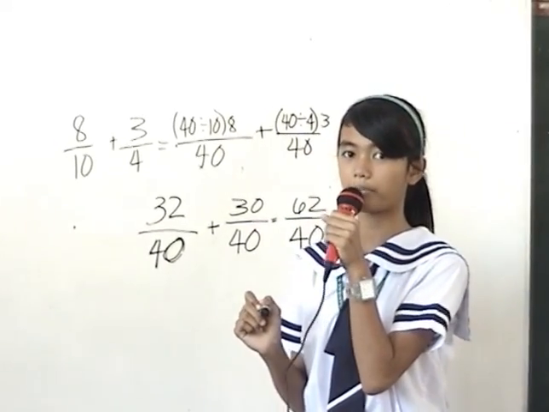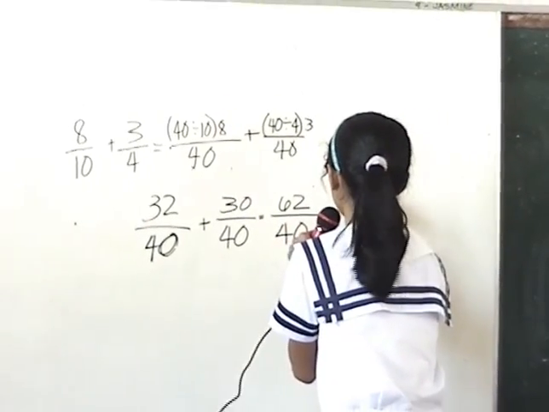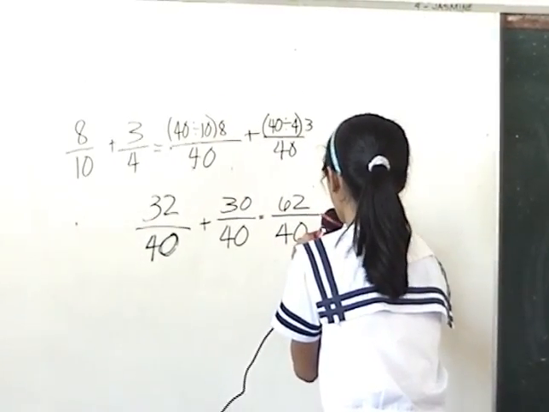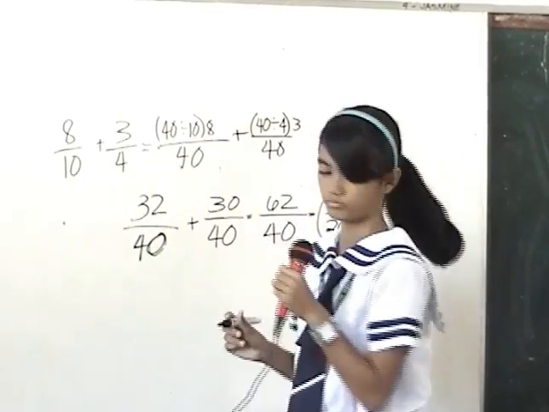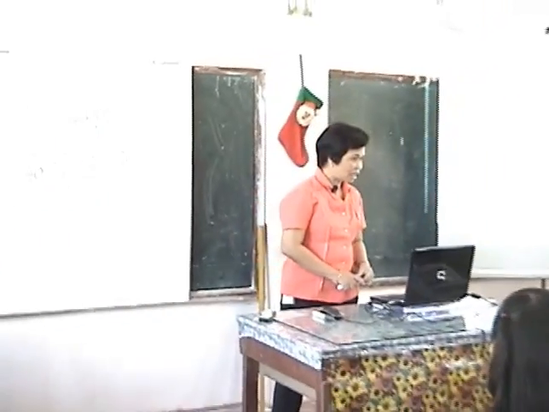62 over 40 can be simplified. So the answer will be 31 over 20. Okay, correct. For the next problem, Reynaldo.